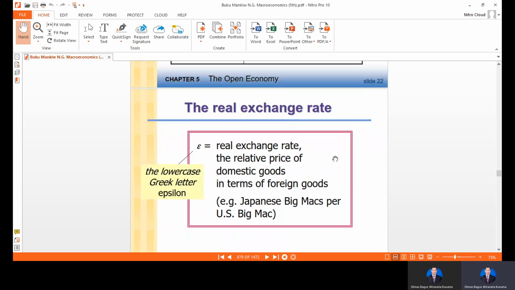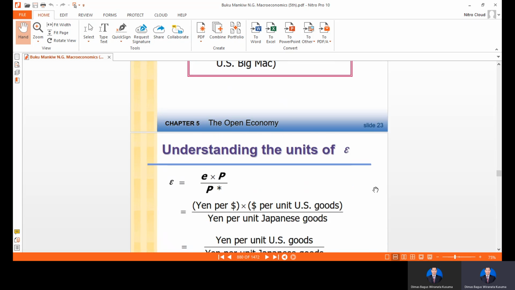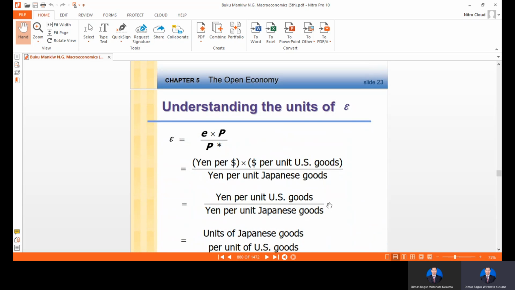So other than the nominal exchange rate, we also need to understand the real exchange rate. The real exchange rate is the relative price of domestic goods in terms of foreign goods. So if the nominal exchange rate deals with the price of the currency in terms of the foreign currency, the real exchange rate is basically the price of domestic goods in terms of the foreign goods. For example, Japanese Big Macs per US Big Mac. Here are the examples.